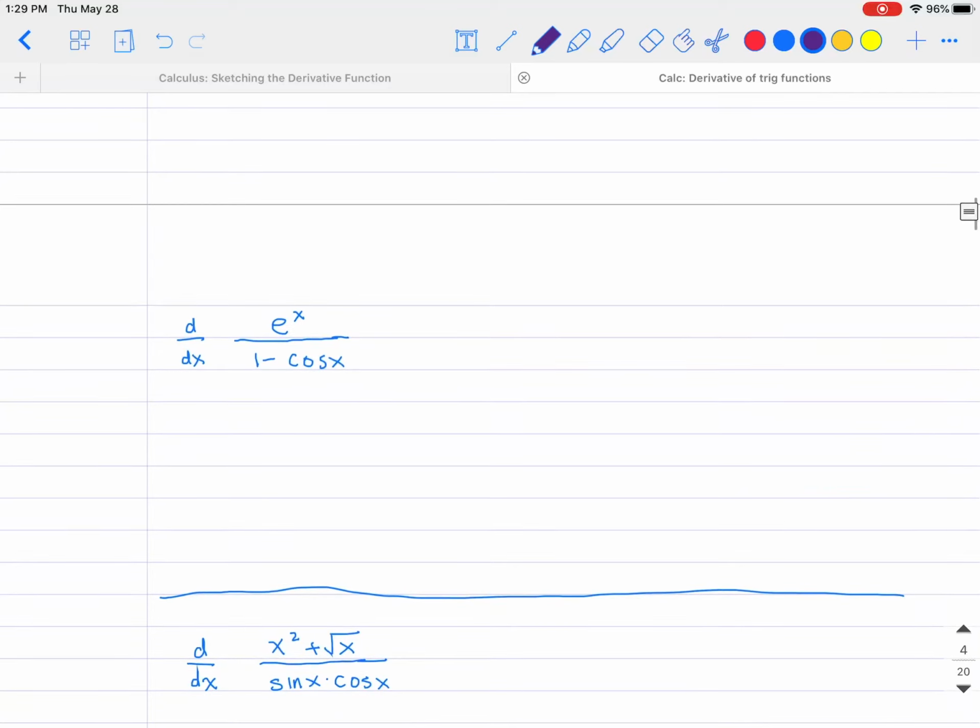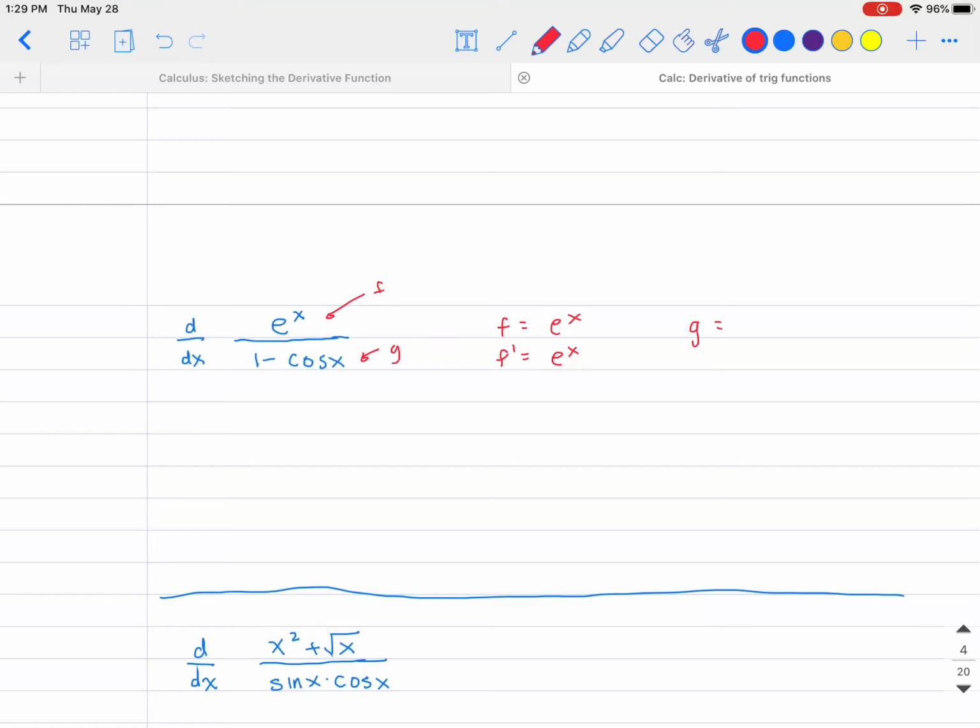Okay, let's look at a couple more examples, and then afterward, I think that should probably do it. This time, we're going to take the derivative of e to the x divided by 1 minus cosine of x. Again, isolate which one's the first function and which one's the second function. We'll call this one f and this one g. So f is e to the x, and f prime, its derivative, is just the same thing, e to the x.